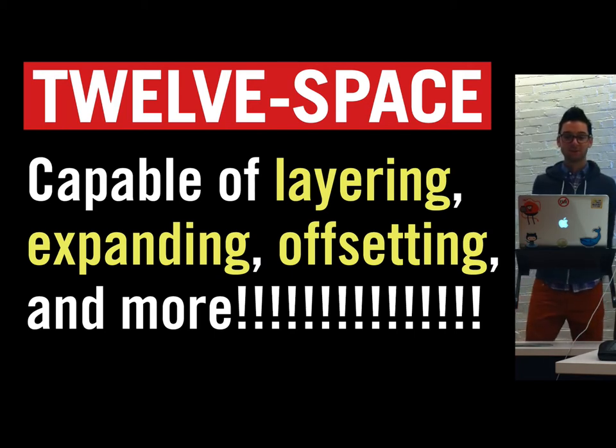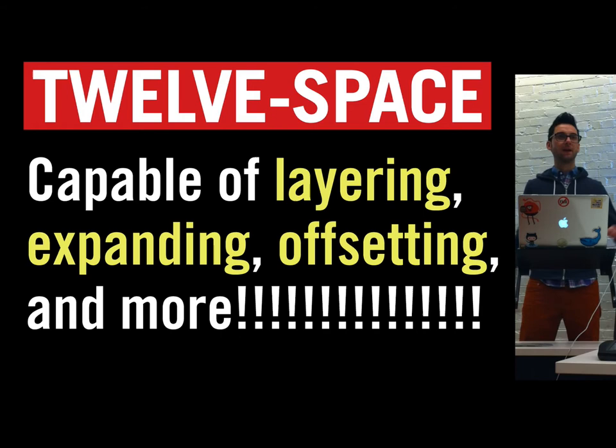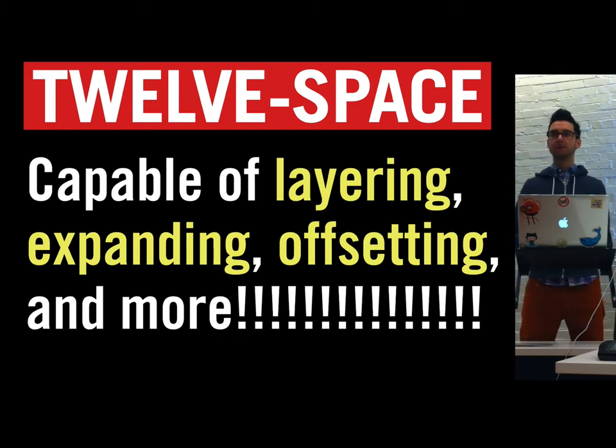But anyway, 12-Space has these three main components of layering, expanding, and offsetting, and more. The "and more" is a bunch of helper classes, and as I go through demos and explain how to use it, you'll see some of the helper classes. It's really just about how you structure and architect solutions for front-end projects.